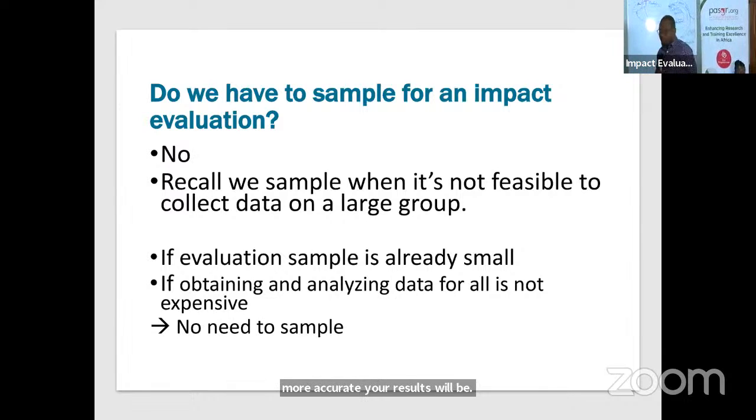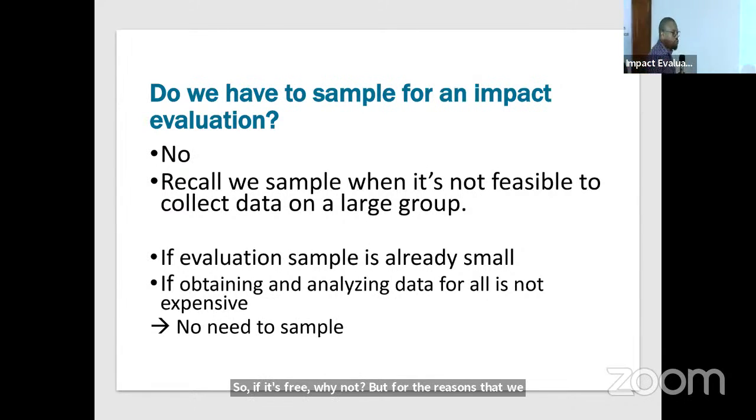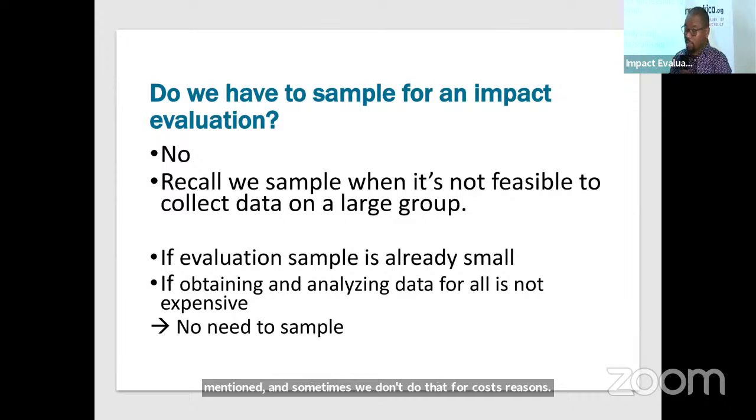But for the reasons that we mentioned, sometimes we don't do that for cost reasons. It takes a lot of money to do sampling. It takes a lot more money to do a census. Billions and billions of money are spent to do a census. And that's why countries don't do it every year. They do it after 10 years. First, they account for the fact that the population needs to grow after a certain period of time, right? So 10 years is good for doing a census, but it is also because it is costly.